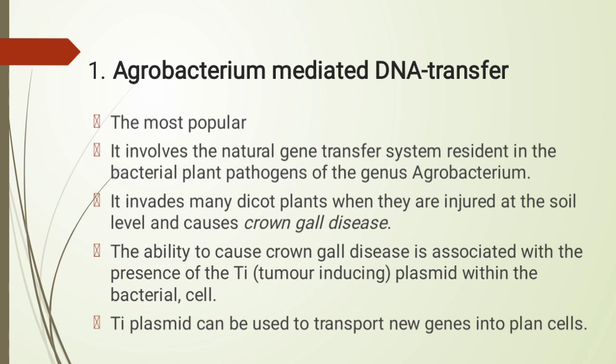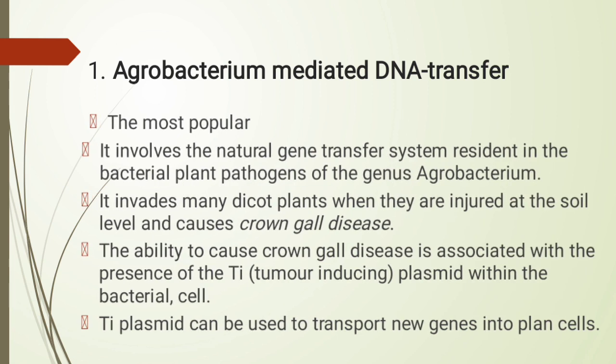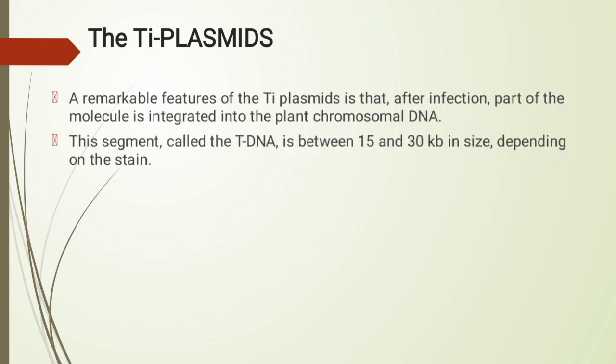The ability to cause crown gall disease is associated with the presence of the Ti, or tumor-inducing, plasmid within the bacterial cell. The Ti plasmid can be used to transport new genes into plant cells. A remarkable feature of the Ti plasmid is that after infection, part of the molecule is integrated into the plant chromosomal DNA.